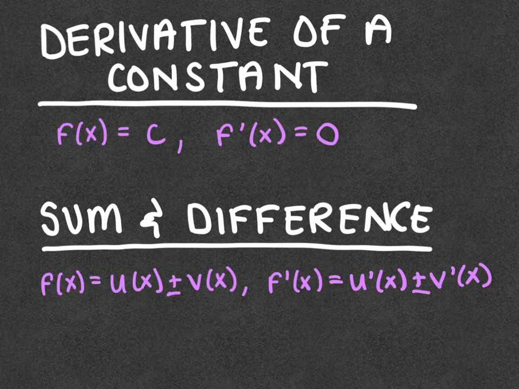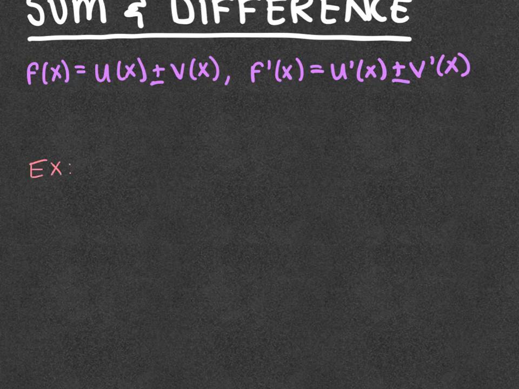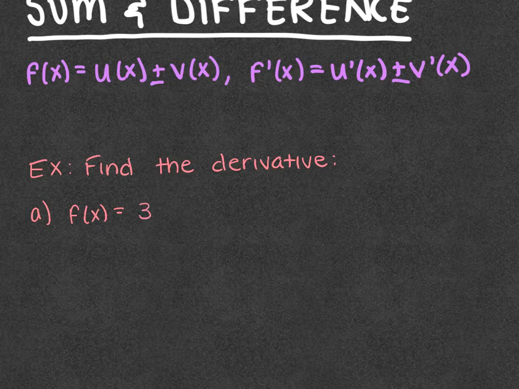Okay, so let's do some examples, and we're going to find the derivative. So if f of x equals 3x cubed minus 2x plus 7, then let's go ahead and find the derivative.